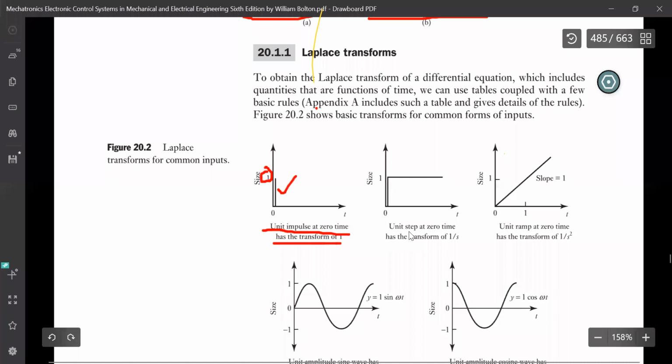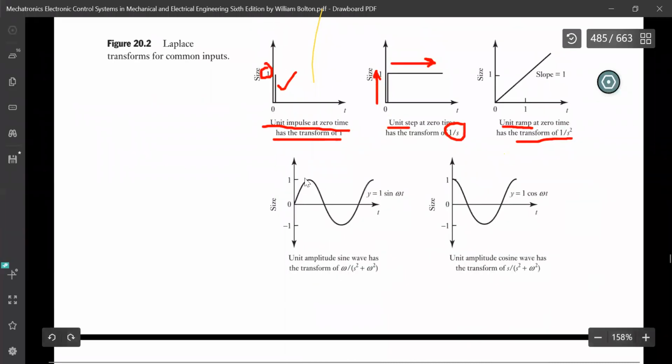Similarly, unit step means this one, this direct input. The unit step at 0 time has a transform of 1 by s, right? We'll be using that in our coming articles. Similarly, if we have a unit ramp input at 0 time, then the transform function would be 1 by s square.